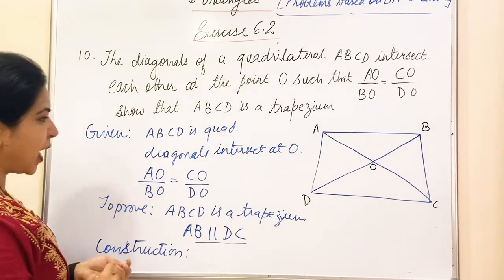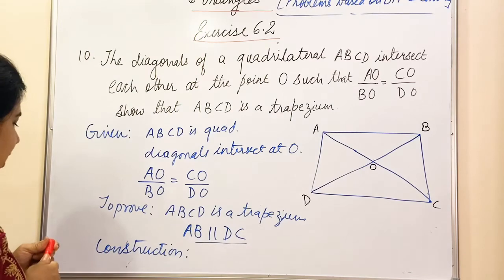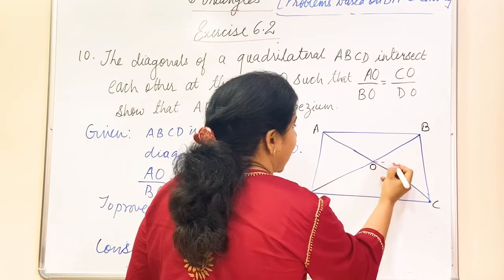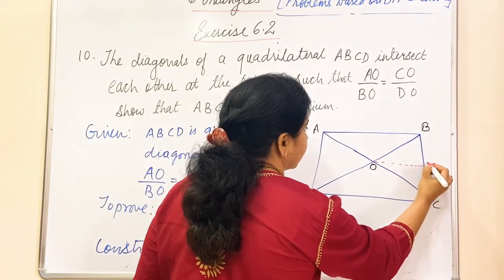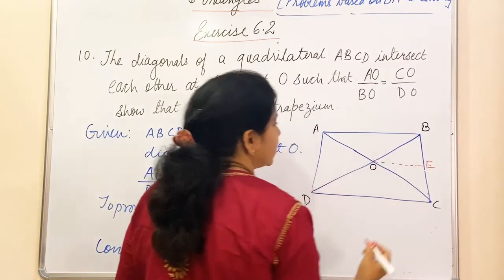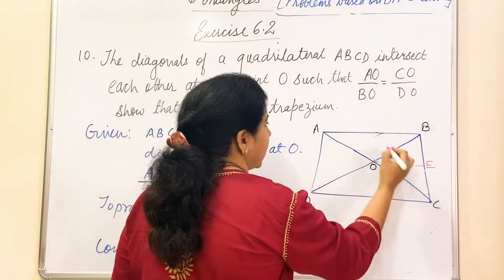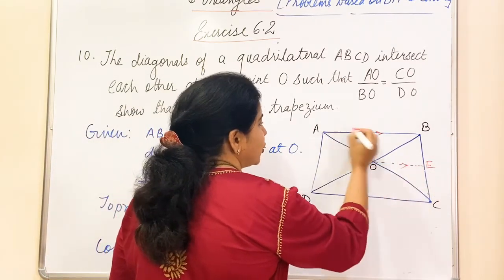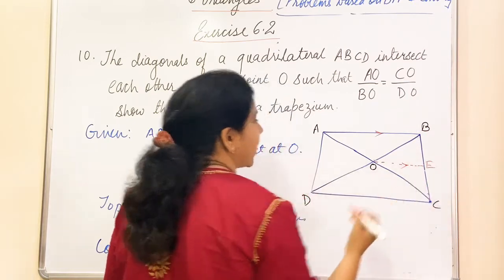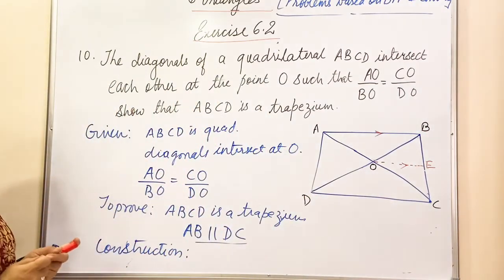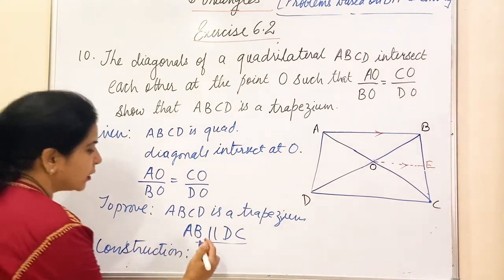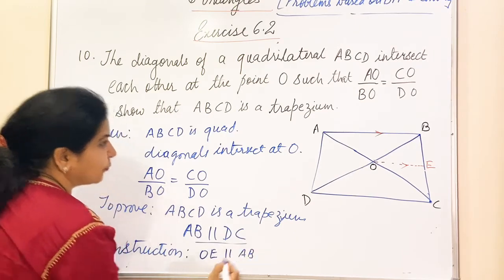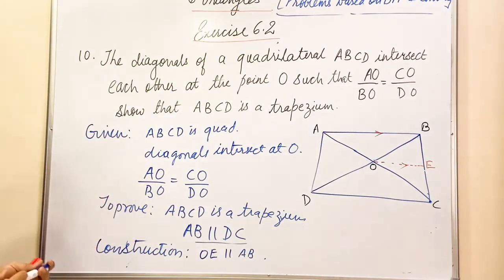And the construction line we represent by a dotted line. So here we have to take a line OE. Let us say this point is E, which is parallel to AB. We are constructing a line passing through O, parallel to AB, which intersects BC at point E. So that we have to write in the construction point: let us take OE parallel to AB. Okay, this is the construction.